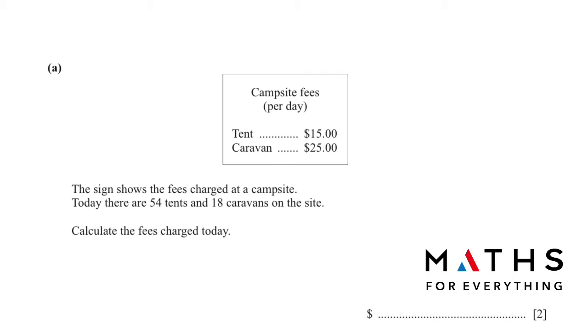Very easy question. How many tents are there? 54. And the cost of one tent is $15, plus 18 caravans, and the cost of each is $25. Put the whole thing in the calculator and you will get $1,260.